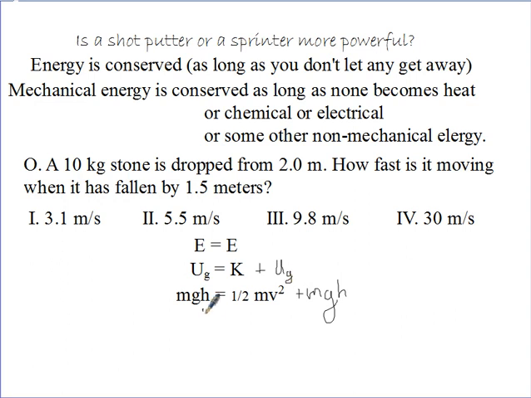And you would put a 2 in for h, and over here you would put a 0.5, because that's the height when it's fallen that far. Notice I don't need to know about the mass of the stone, even though they gave it to me, because it could divide out of all those terms.